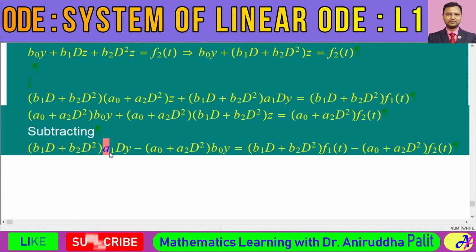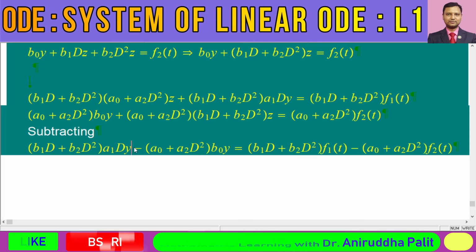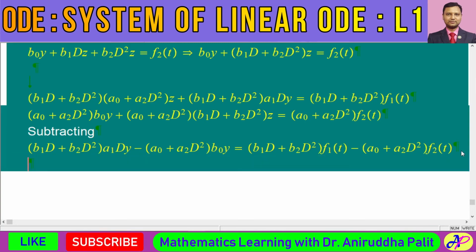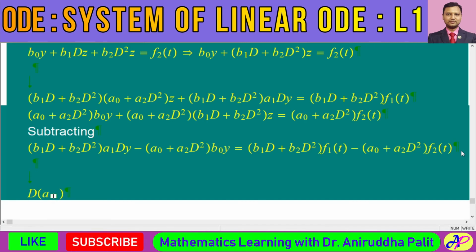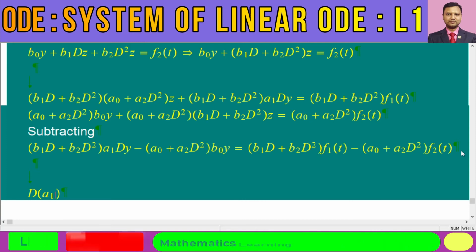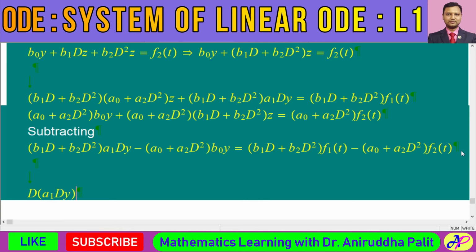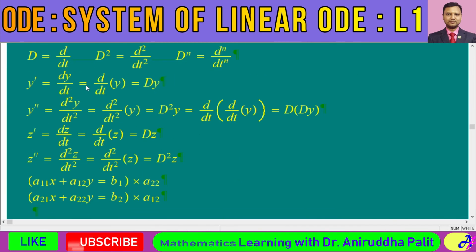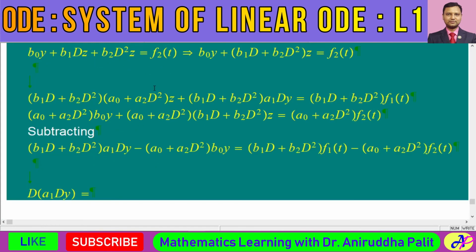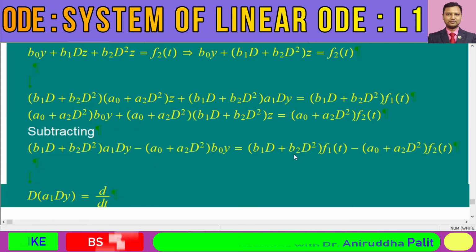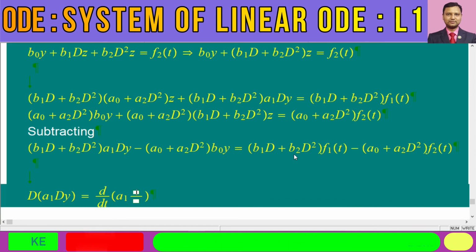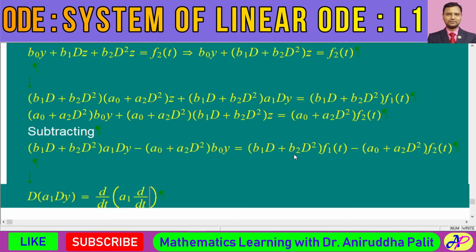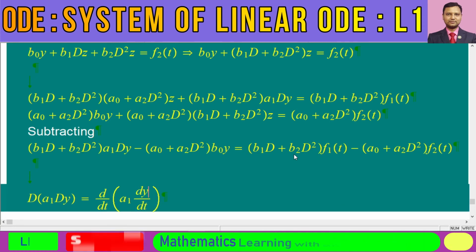So if these coefficients are constant quantities, then you see what happens. Let me show you. Say D of a constant a0 or a1, whatever you call, say a1 of Dy. What is D? Capital D means the d/dt operator. So what we shall have? We shall have d/dt of a1 into what is Dy? Dy means dy/dx. Capital D of y means this dy/dx.